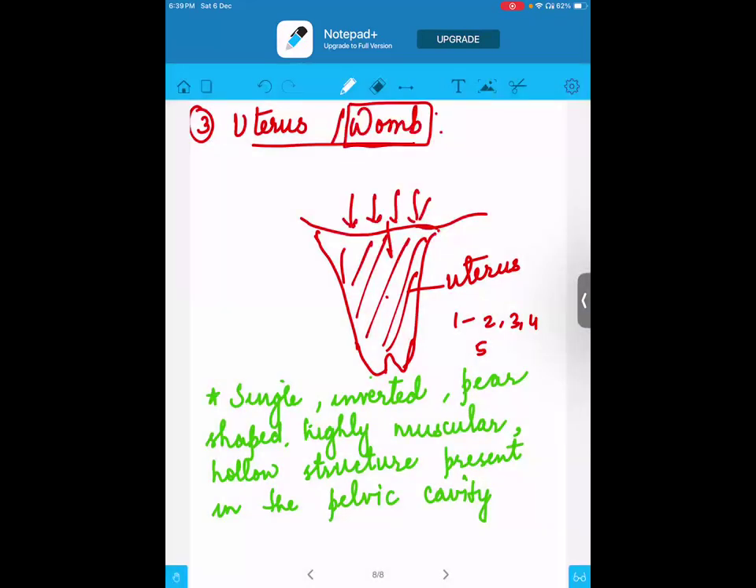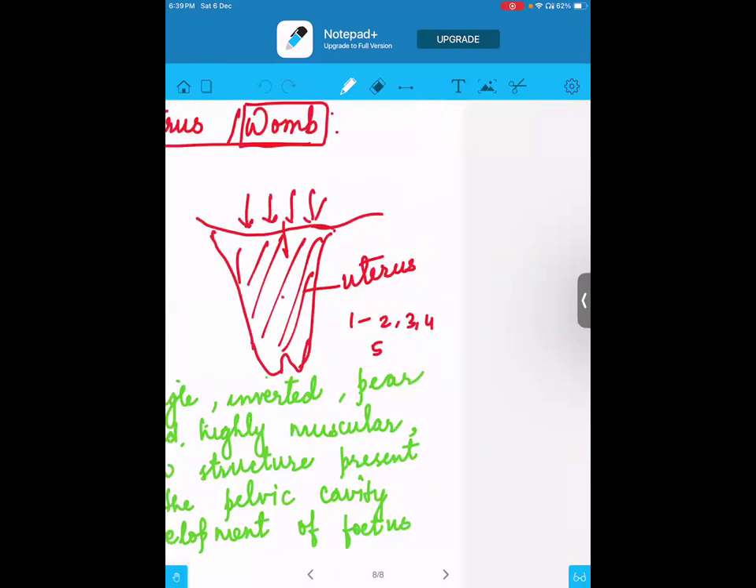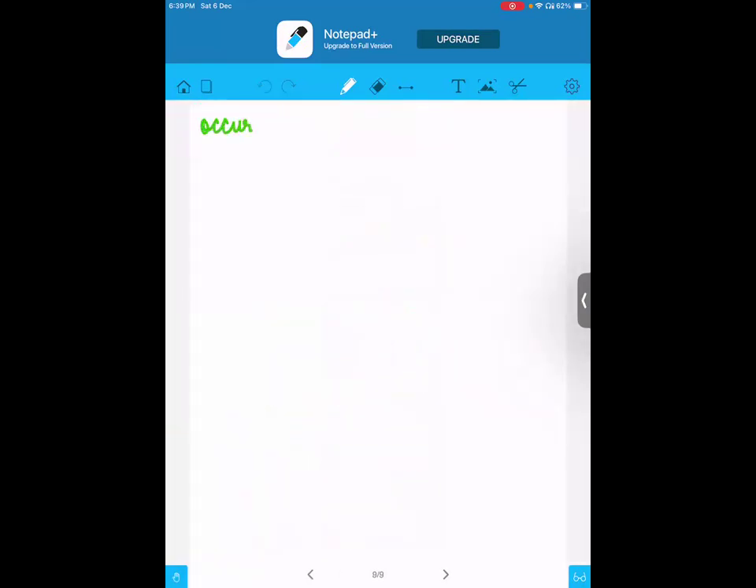Then the next point is development of fetus will take place here. So once the zygote has been formed due to the fertilization, the development of fetus occurs inside it. So inside it, the development will be taking place, and hence it is called the womb. So the mothers will be carrying the child in their womb.